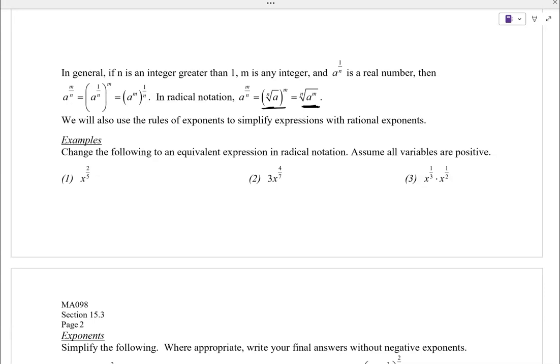What power is it? Which will you look at for the power, the top or the bottom? Top. So the power is 2. The root is 5. Good. So again, you could write it either way.